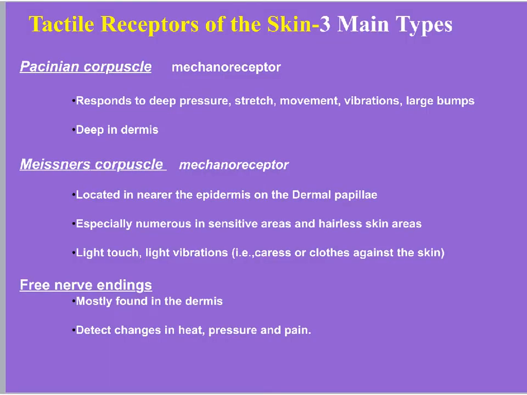So that's all I'll mention about the dermis. But now I'd like to move on to the sensory receptors that are accessory structures of the integumentary system. And most of them we find in the dermis.